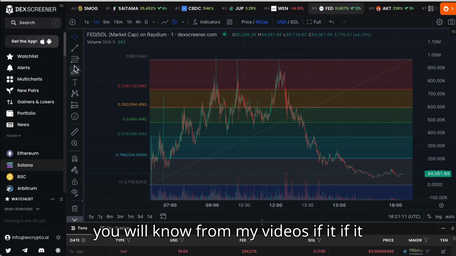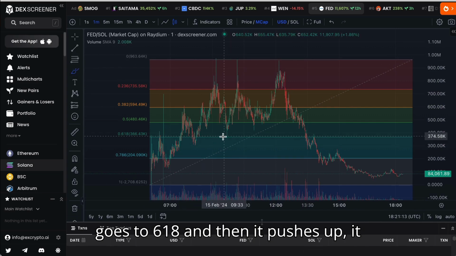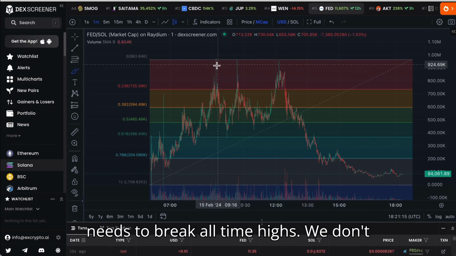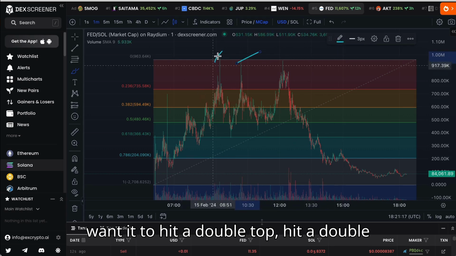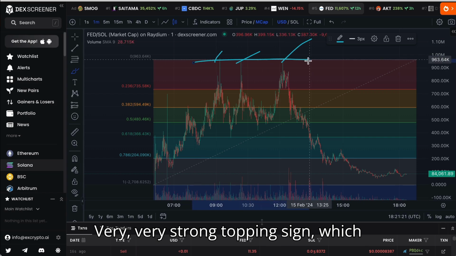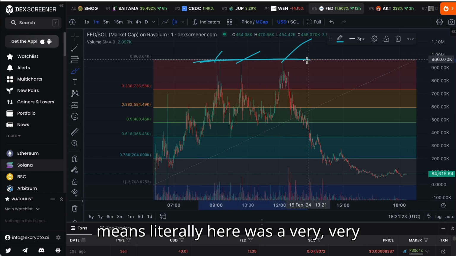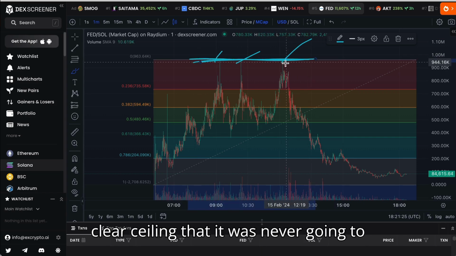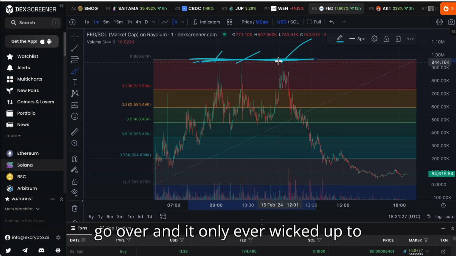And you will know from my videos, if it goes to the 618 and then it pushes up, it needs to break all-time highs. We don't want it to hit a double top. It hit a double top. Even worse, it hit a triple top. Very, very strong topping sign, which means literally here was a very, very clear ceiling that it was never going to go over. And it only ever wicked up to there.